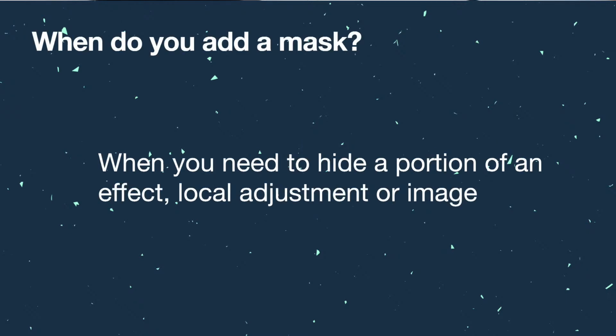So when do you add a mask to an image? And I guess before we even go any further, what the heck is a mask? We're going to talk about that here in a little bit, but a mask is essentially something that covers up a portion of your photo so that the other portion of your photo shows an effect. So it's almost like adding an effect to a very specific location. It's going to make sense when we get into the demonstrations. Now, the answer to when do you add a mask is when you need to hide a portion of an effect, a local adjustment, or your image.